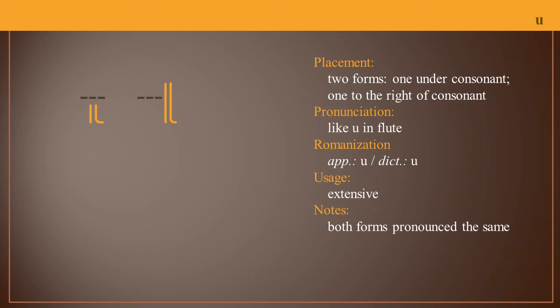It sounds like the U in flute. However, it is not a creaky tone. It is the low tone. So it just sounds like a letter U. Ooh, ooh. The Romanized form is the letter U in both the language app and the dictionary. Its usage is also extensive. And once again, both forms are pronounced identically.